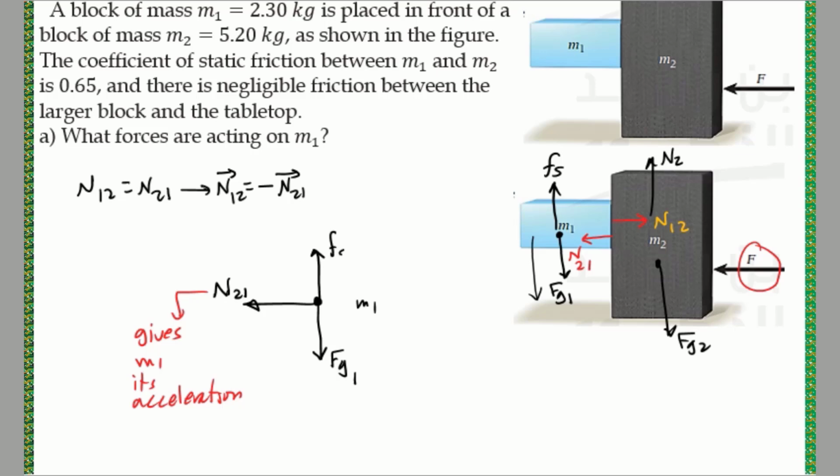So here we have Fs, and we know that Fs equals Fg1, which is M1 times g. We can solve for it. M1 is 2.3 times g, 9.8. 2.3 times 9.8, it is 22.54.